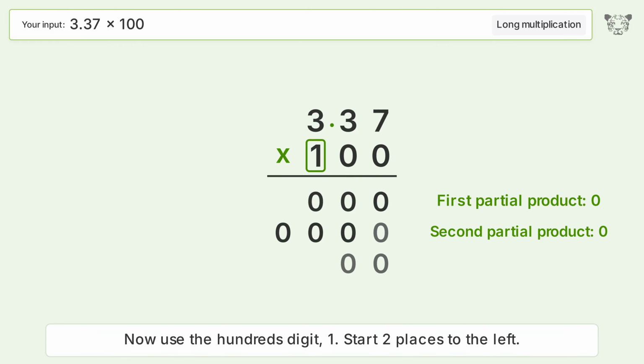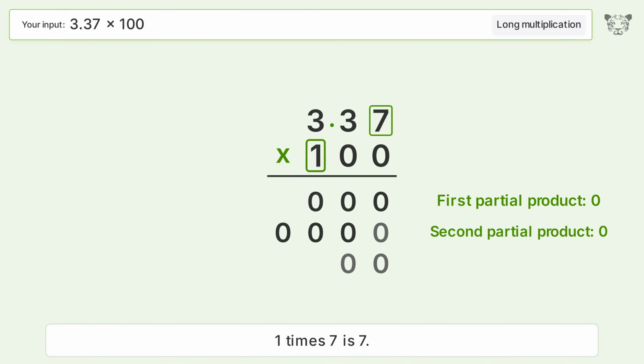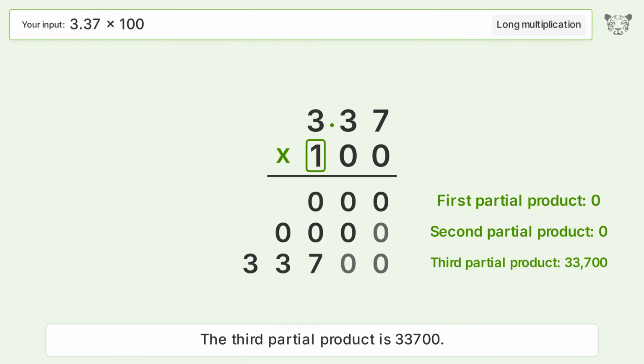Now use the hundreds digit, 1. Start two places to the left. 1 times 7 is 7. 1 times 3 is 3. 1 times 3 is 3. The third partial product is 33,700.